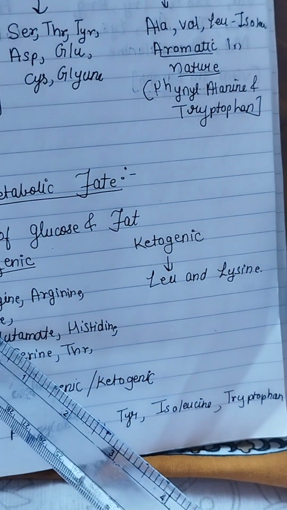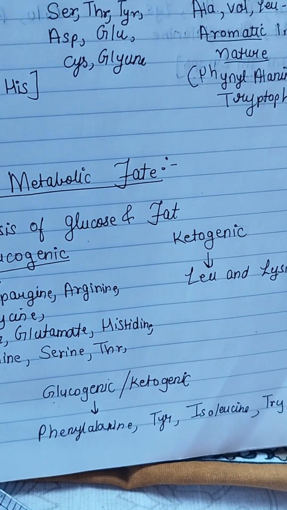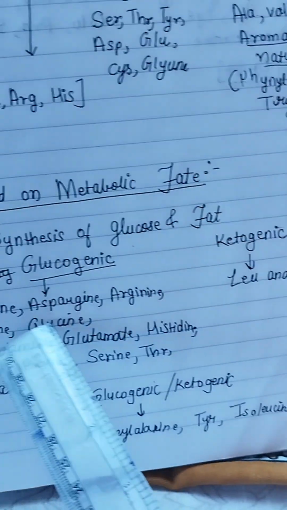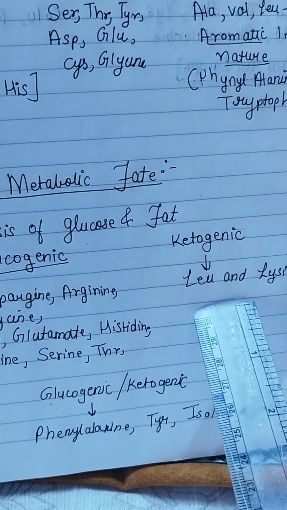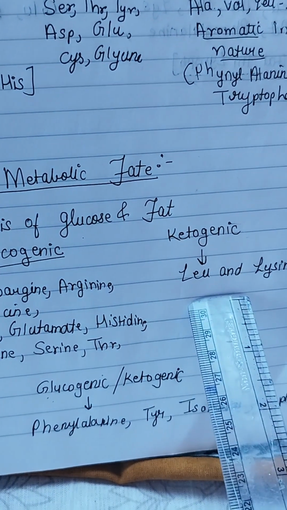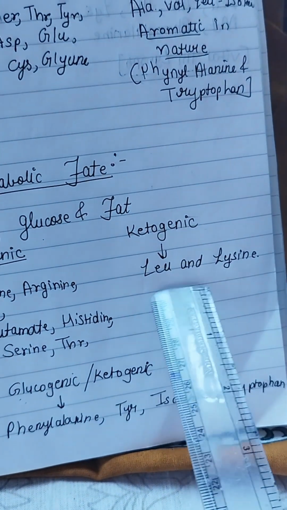Now ketogenic: the amino acids which take part in synthesis of fat are called ketogenic. So this was the synthesis of glucose, and in ketogenic, synthesis of fat. Only two take part, that is leucine and lysine.